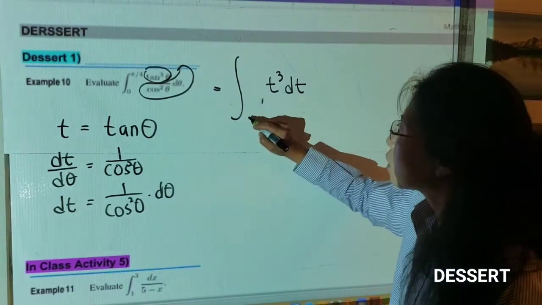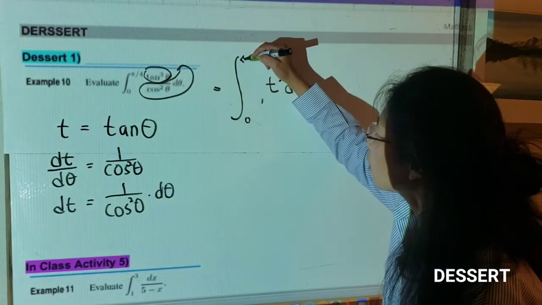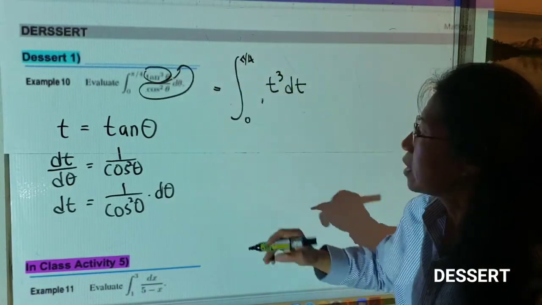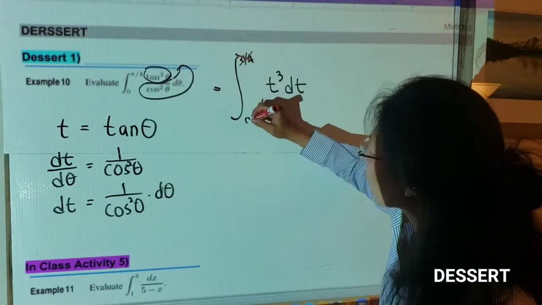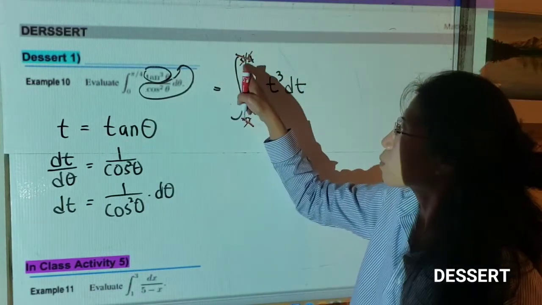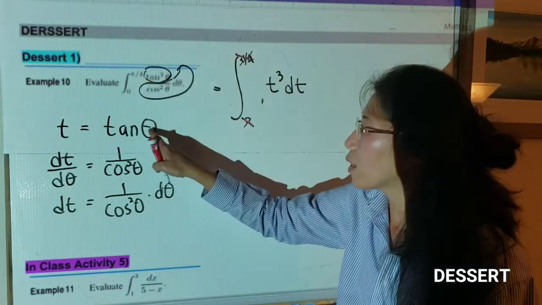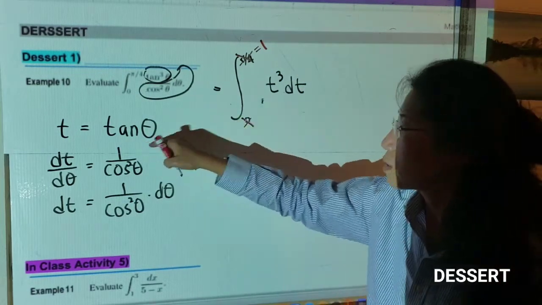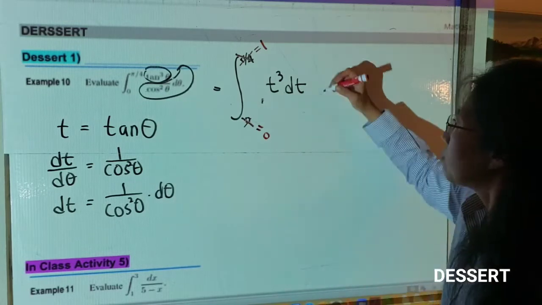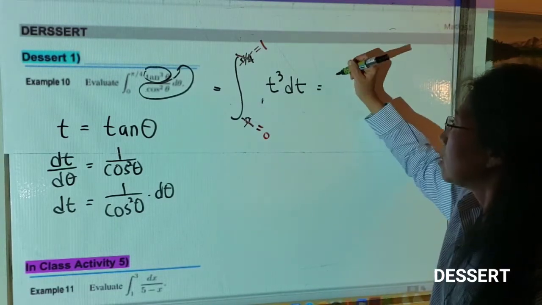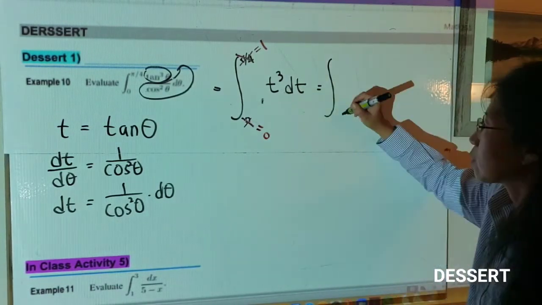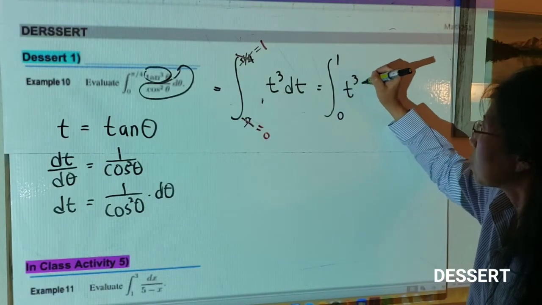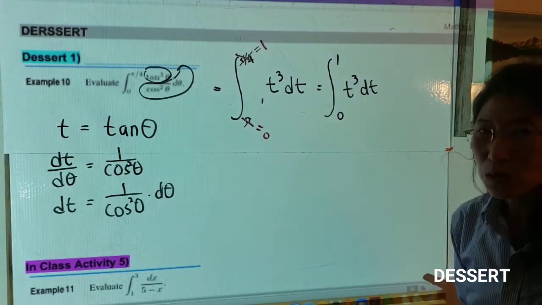But now, should I use 0 to pi over 4? That's for the theta, right? So I cannot use these two. Now I have to use limits for t. So let's plug in. When pi over 4 is in tangent, tangent pi over 4, what was it? That's 1. How about tangent 0? That is 0. So basically, if you substitute in a definite integral, this is going to be your substitution form. Is it so sweet?